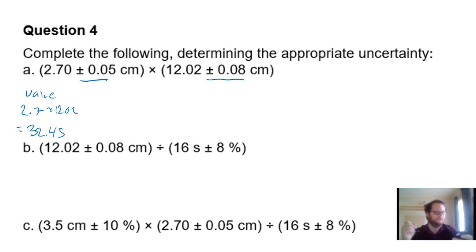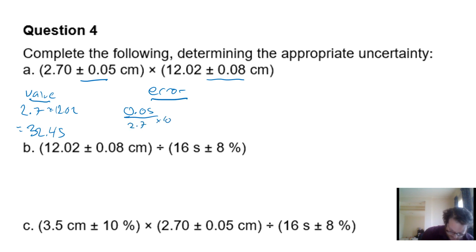Cool, beautiful. So now we're going to convert both of these to relative errors. So this is the error side of things over here. We're going to deal with that by going, well, let's look at the first one. 0.05 divided by 2.7 times 100 gives us 1.9%.